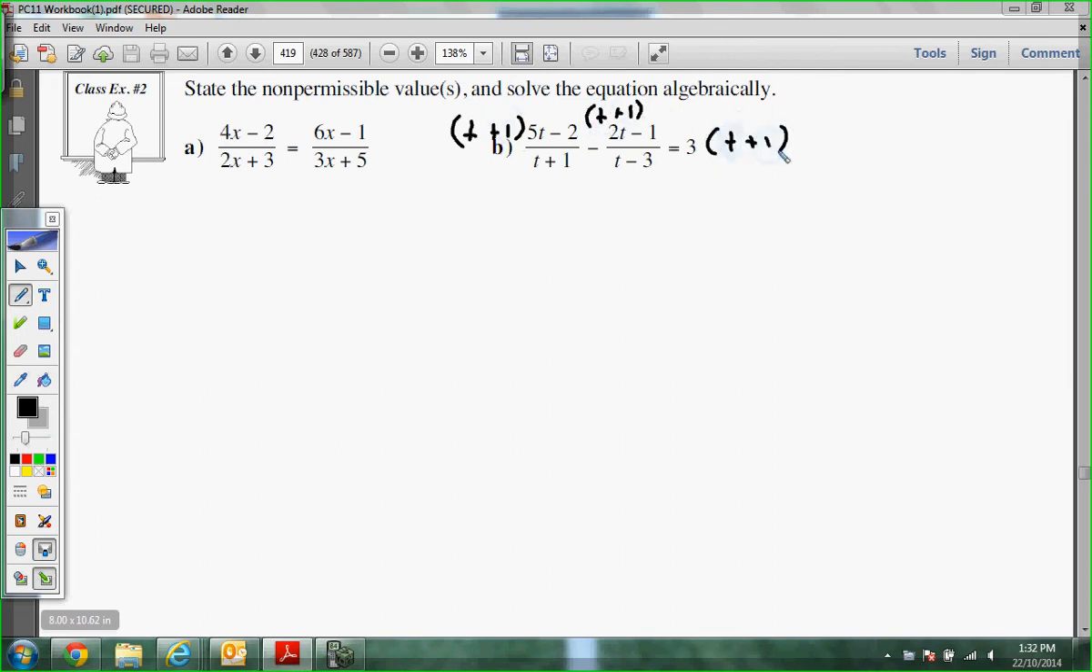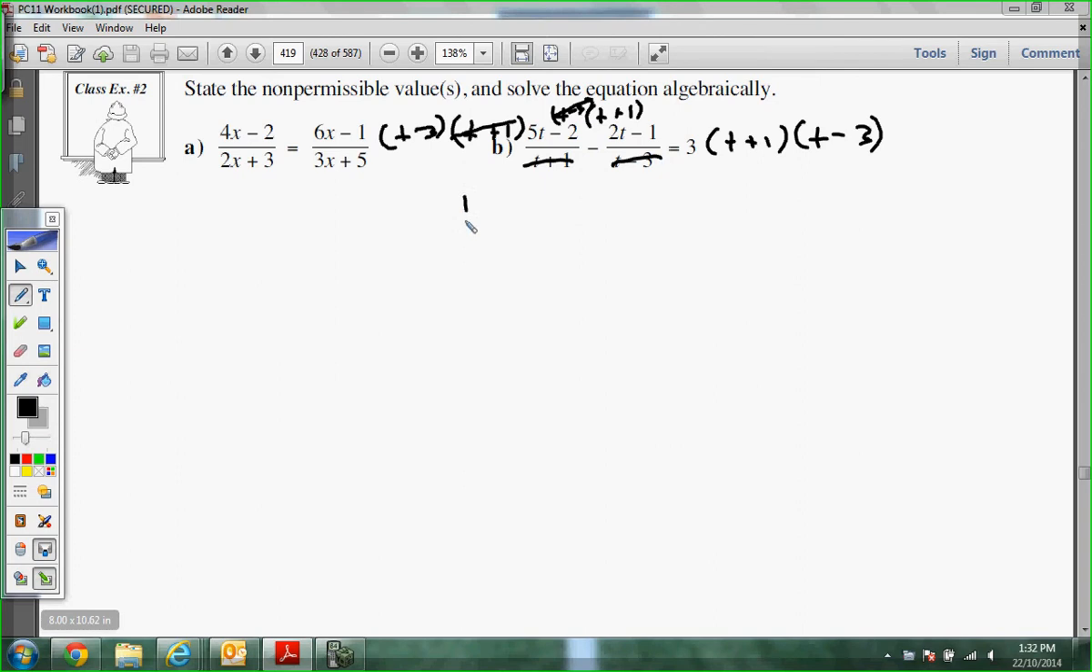And then how do I get rid of the t minus 3? Multiply by t minus 3. Do you kind of see the pattern here? So now, I don't have to multiply the t plus 1 here because it cancels. So this is going to go away. I don't have to multiply the t minus 3 here because that's going to go away.